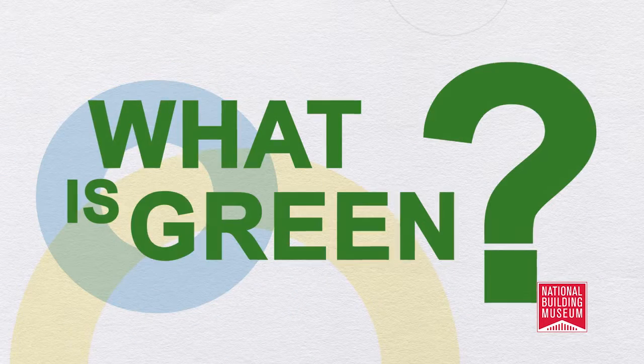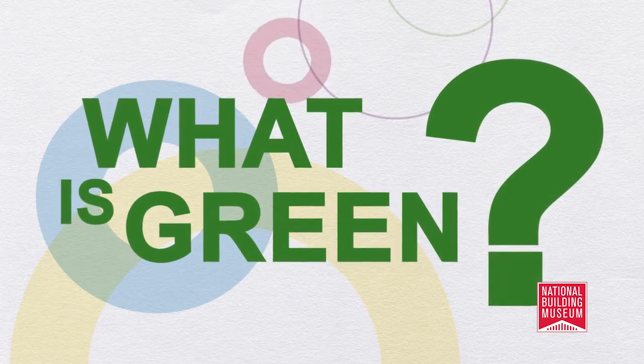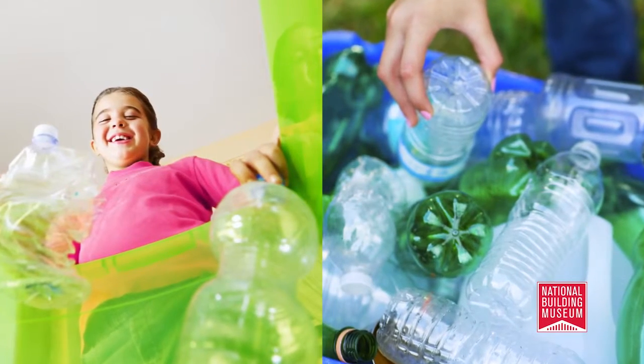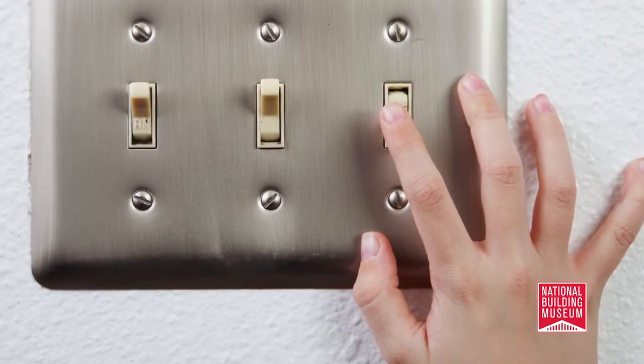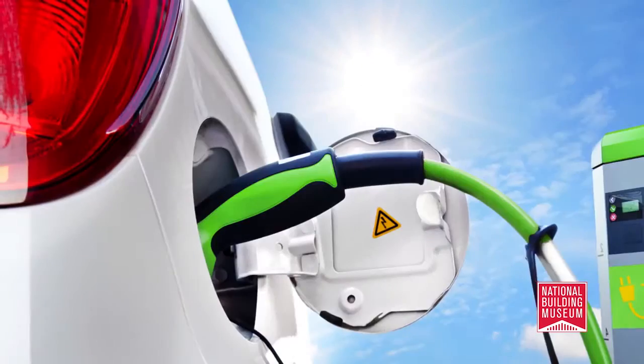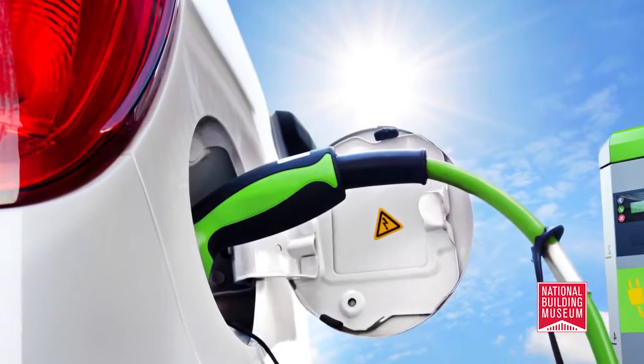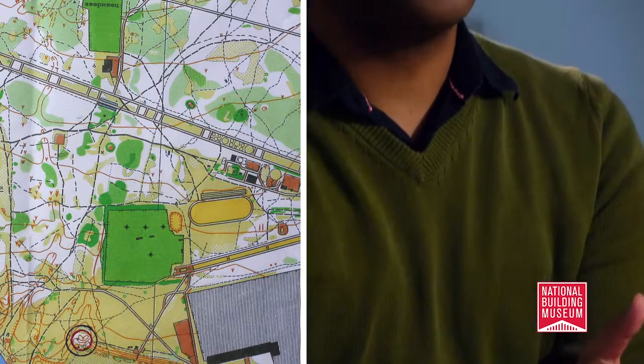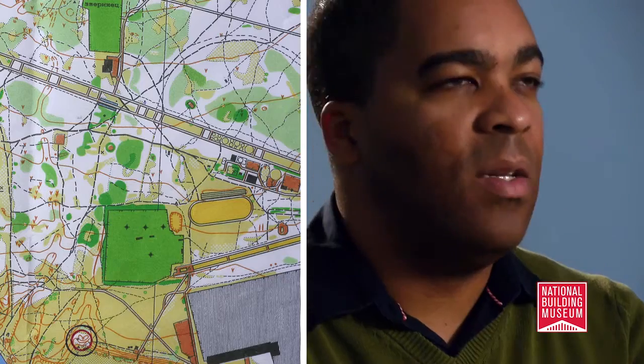So, what is green? Is being green about behavior? Most of your students are probably familiar with the idea of recycling a plastic bottle or turning off the lights when they leave the room. Is green about technology, like building a more efficient car or developing solar-powered electronic gadgets? Is green about architecture, such as installing a green roof or reusing materials during construction? Or is green about city planning and land use?